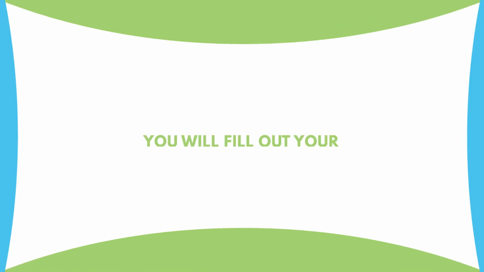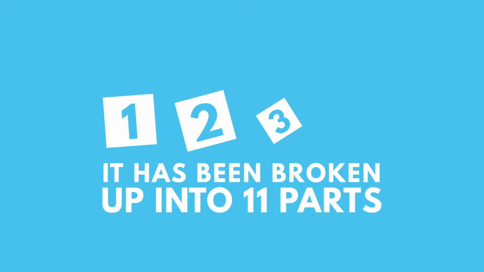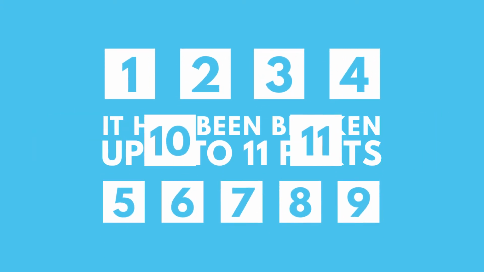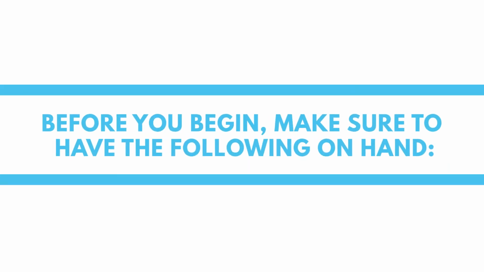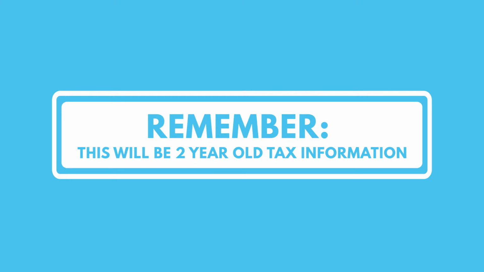In this section, you will fill out your parents' financial information. To make it easier, it has been broken up into 11 parts. Before you begin, make sure to have the following on hand. 1. Correct tax information for the FAFSA application. Remember, this will be 2-year-old tax information.